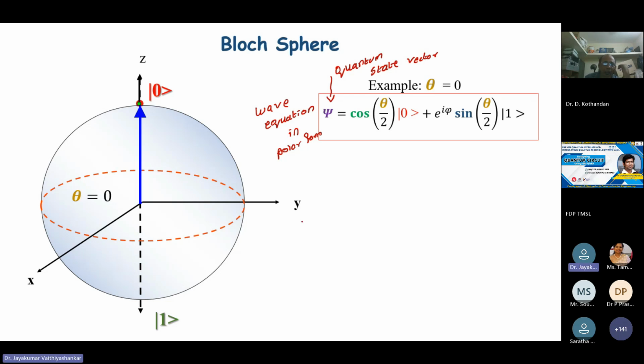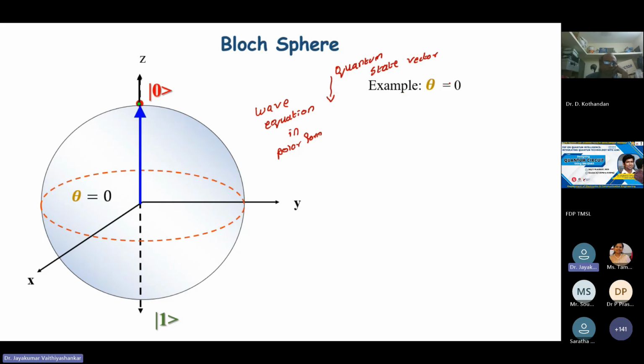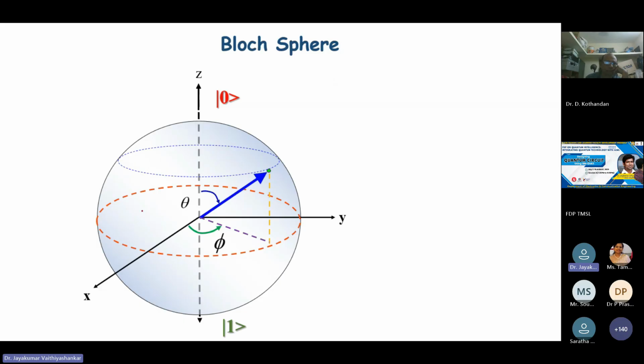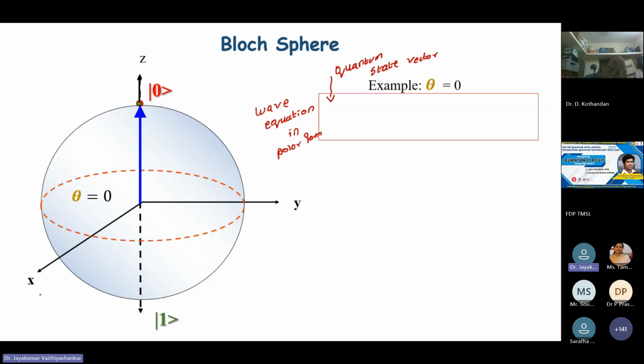Okay. So when angle equal to 0, recall the previous slide. So this is the angle theta. What happens if theta equal to 0? So the angle is equal to 0. This electron will point to the North Pole. The electron is exactly located at your North Pole. So look here, when theta equal to 0, this quantum state vector is going to point to the North Pole, state 0.